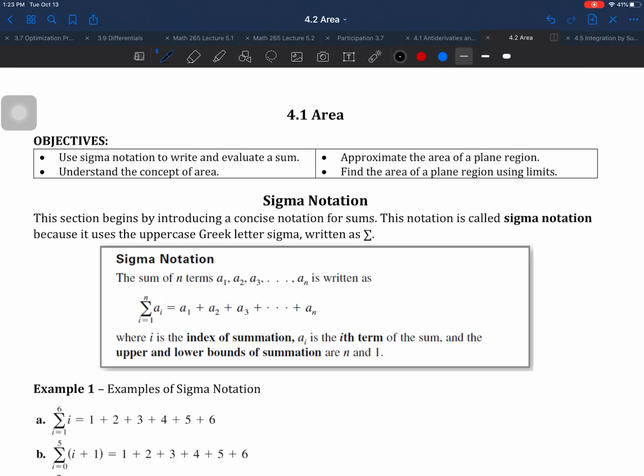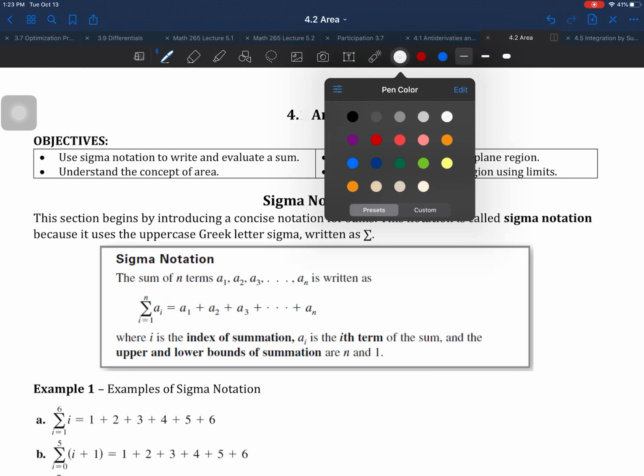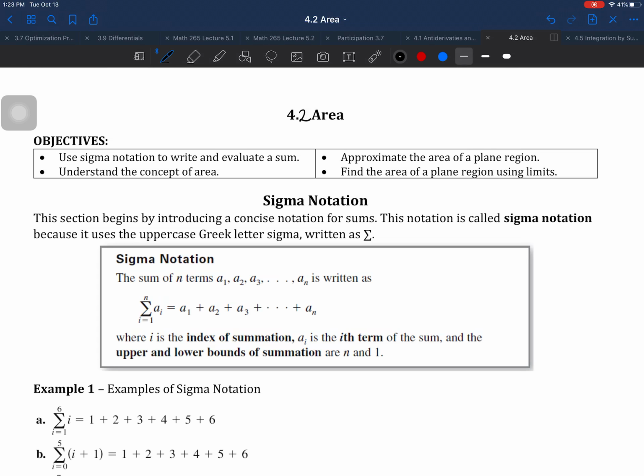So let me just correct this real quick. This is supposed to be a 2. And there you go, easy fix. Alright, so what we're going to do in this section is introduce a process that will allow us to find the area under the curve.